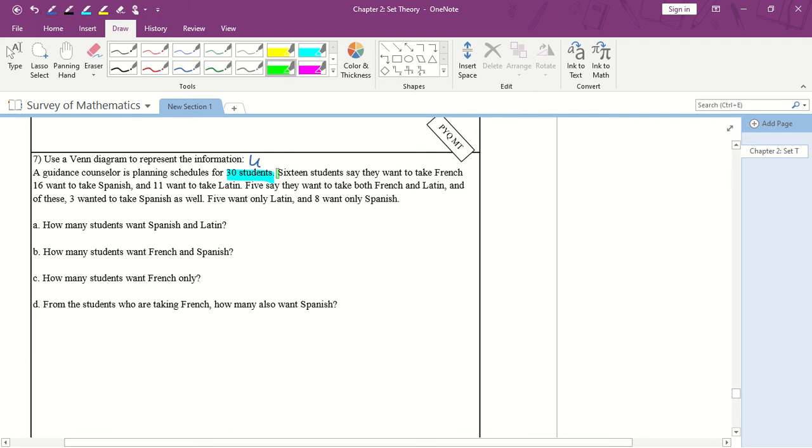And here it continues to say that 16 students want to take French. 16 want to take Spanish. 11 want to take Latin. 5 say they want to take both French and Latin. 3 want to take Spanish as well. 5 want to take only Latin, here, only Latin. And 8 want to take only Spanish.